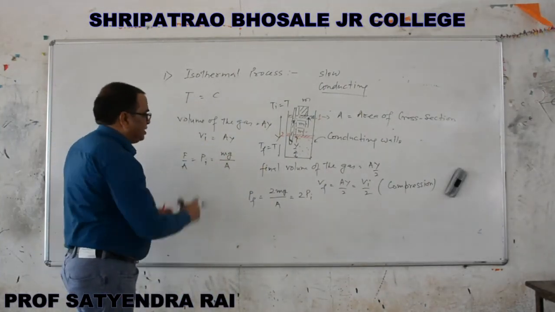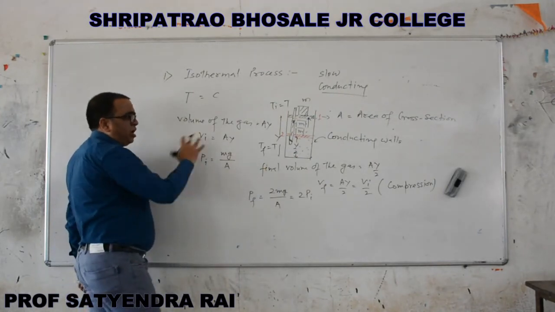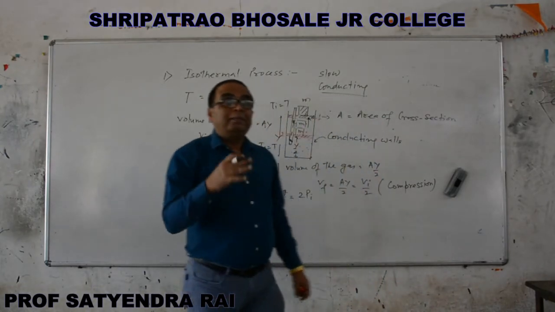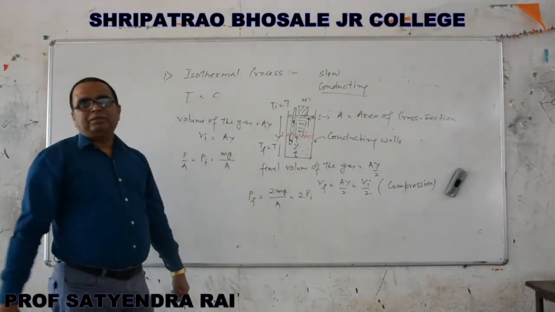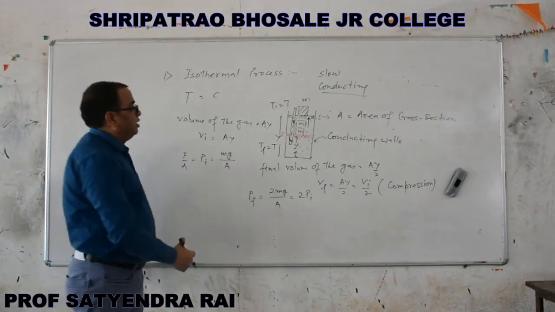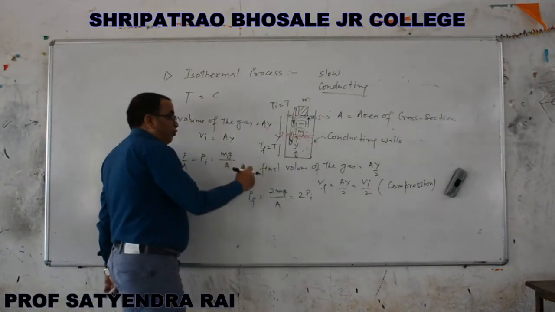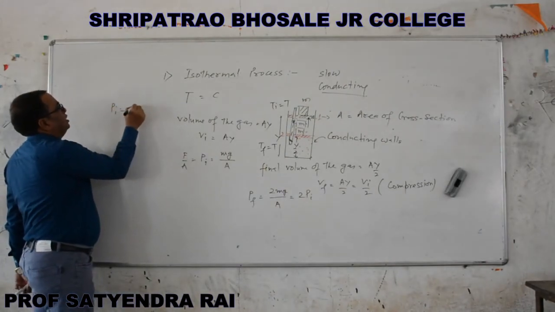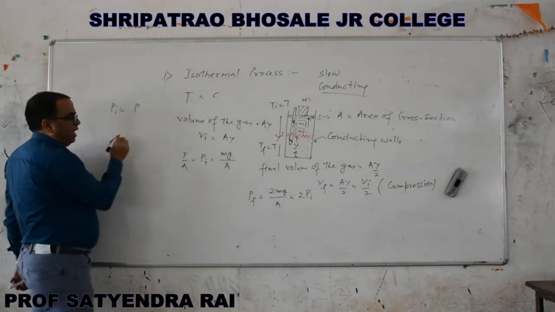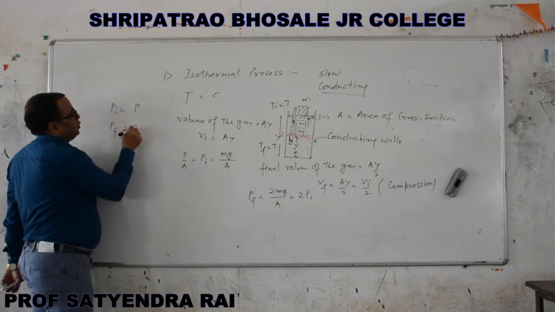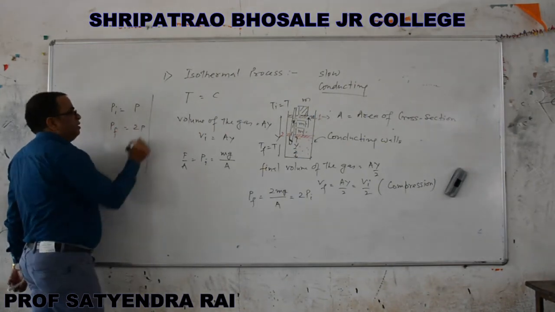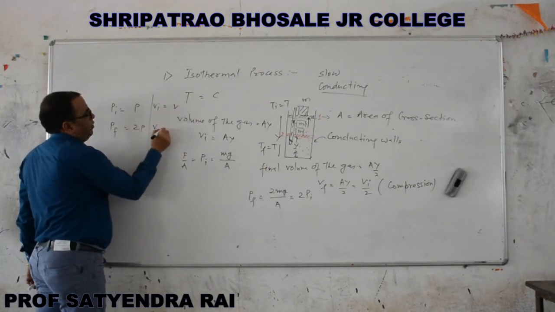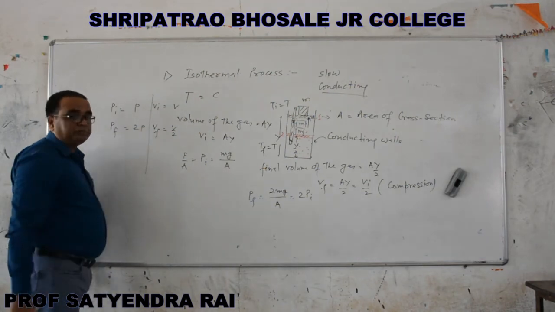Now what we notice is, just compare the two variables, pressure and volume. We have changed the pressure, but as a result we also observe a change in its volume. Just make a list of that. P initial, suppose P, and P final is twice P. Similarly, V initial is V, and V final we notice is V by 2.